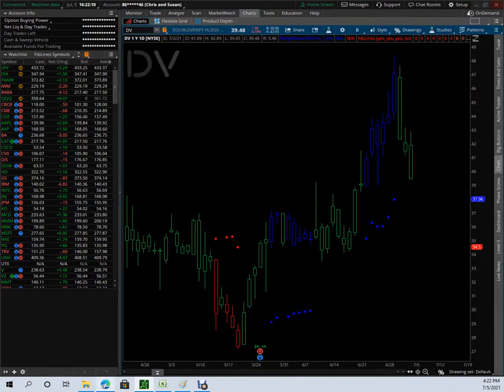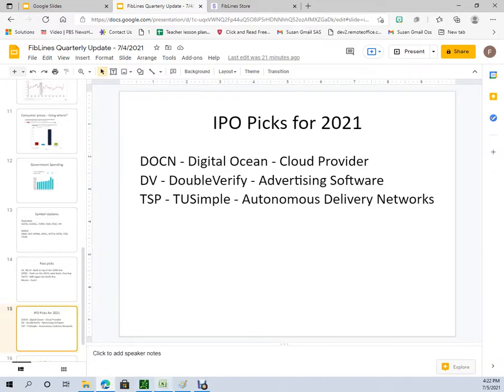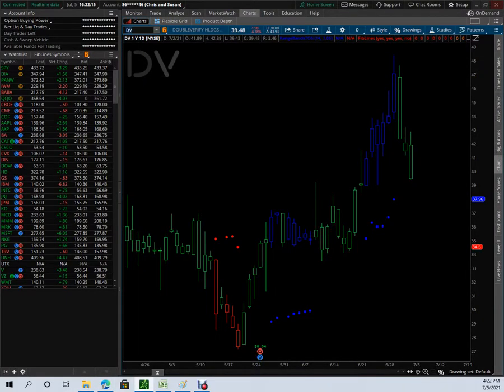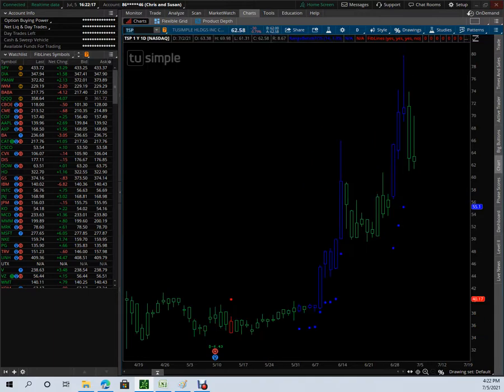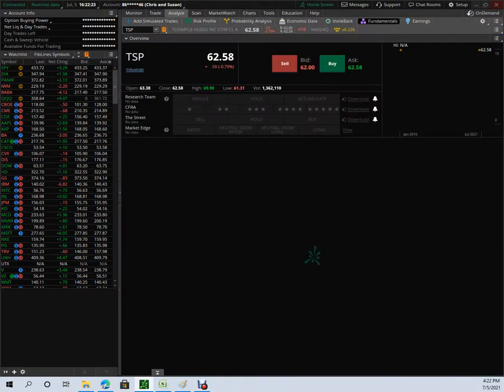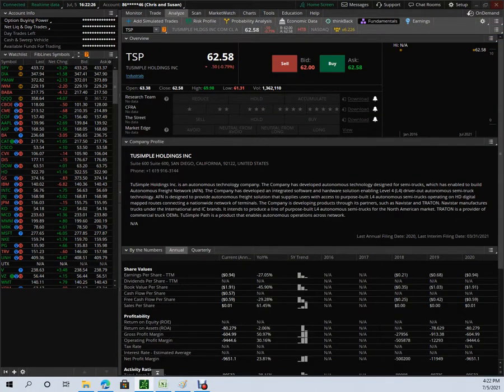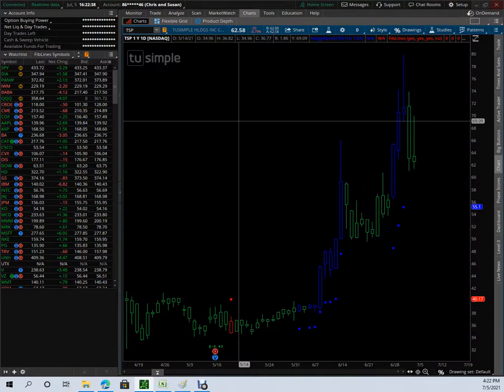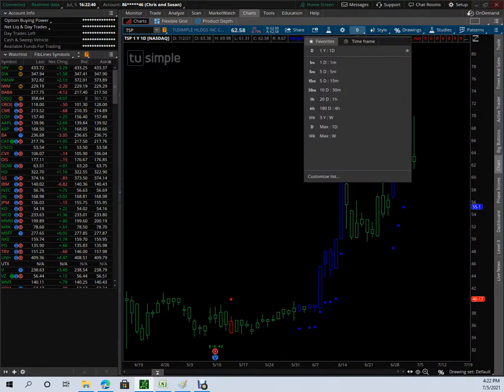I like that. And the last one would be TuSimple, TSP, which is autonomous vehicle delivery networks, believe it or not. Autonomous vehicle delivery. So it's networks of trucks that they set up that basically move freight from one location to the other. Losing money at this point. Revenue not so good, but pretty convincing looking chart.